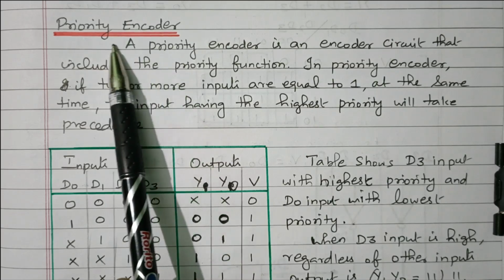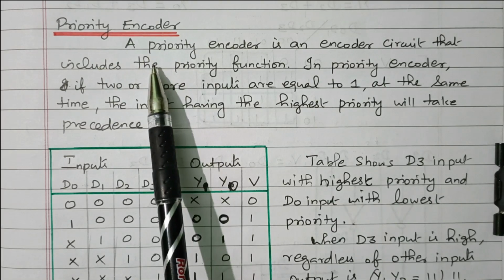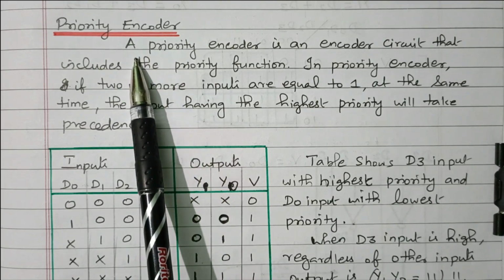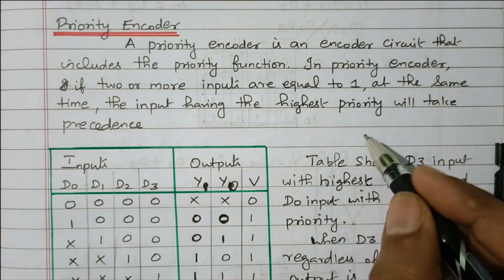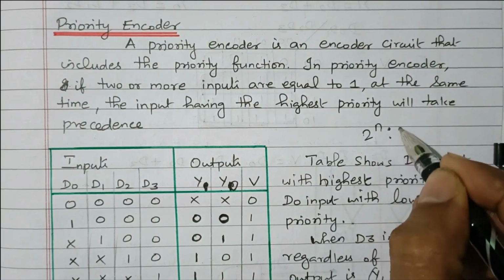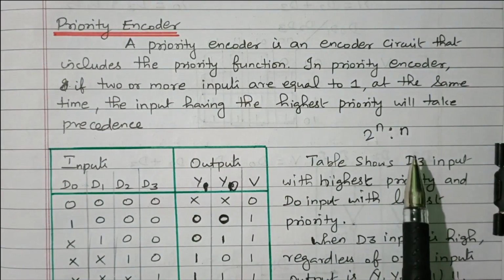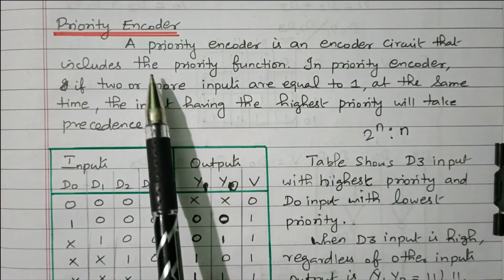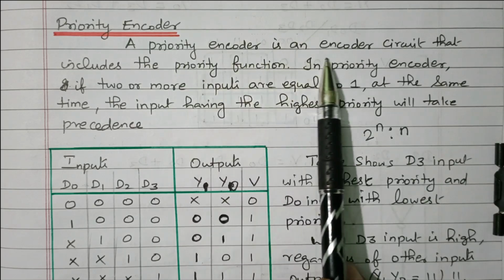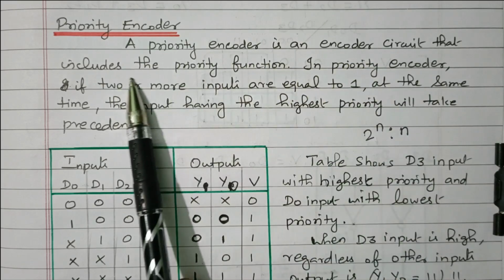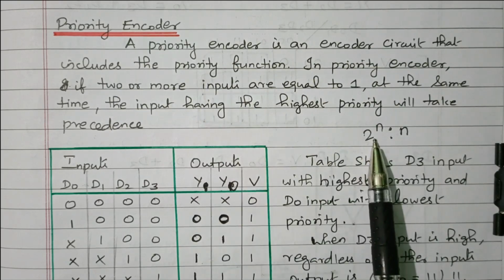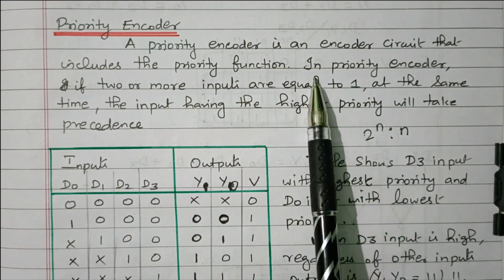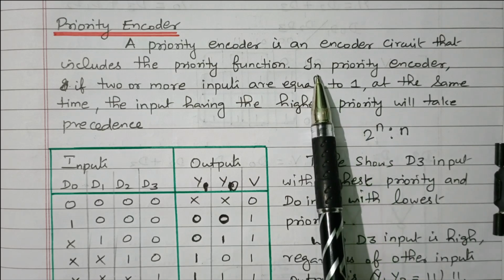Now we'll go to the topic priority encoder. We know that an encoder is a device having 2 to the power n inputs and n outputs. In this, we will see what a priority encoder is. The priority encoder is an encoder circuit that includes the priority function. Out of 2 to the power n inputs, the priority will be given. The output will be based on the priority of the input.